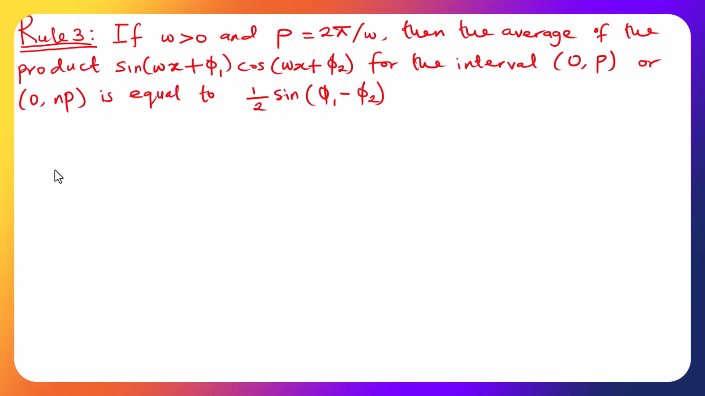So rule number 3: if omega is greater than 0 and p equals 2 pi over omega, then the average of the product sine of omega x plus phi 1 cos omega x plus phi 2 for the interval 0, p or 0, np is equal to 1 over 2 sine of phi 1 minus phi 2.